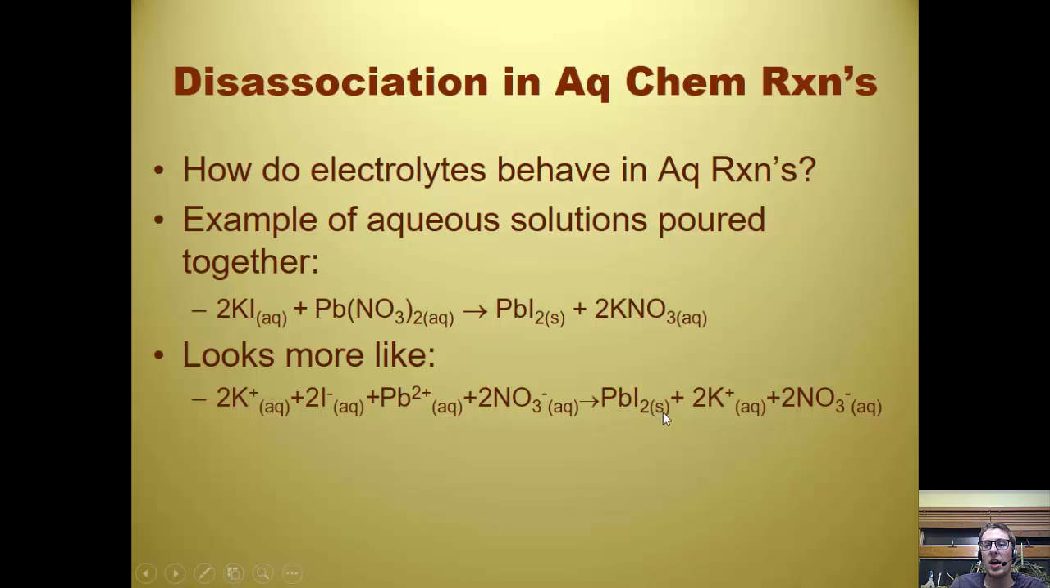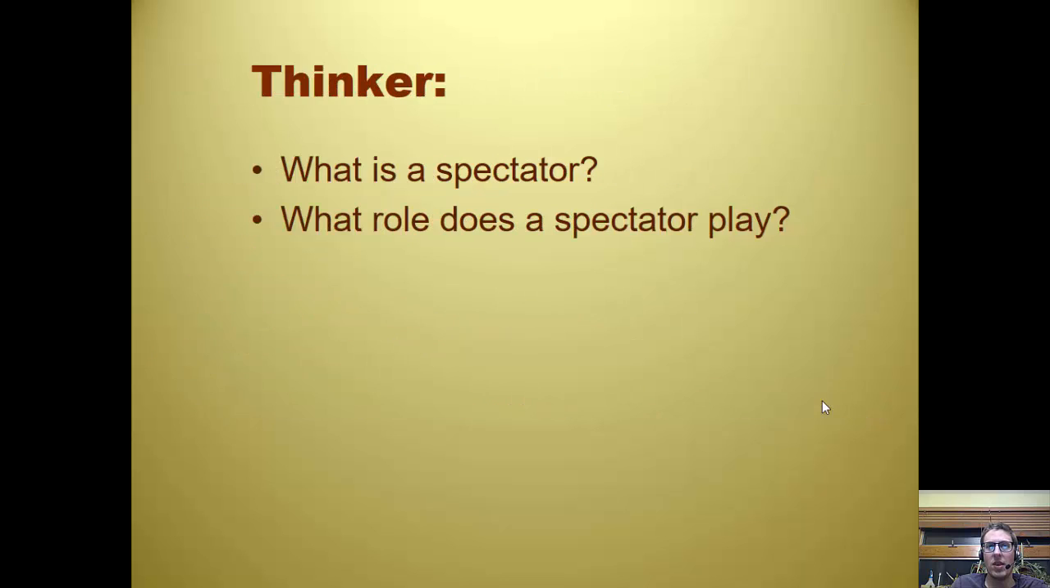So we have PbI2, it's a solid, and we have 2 potassium and 2 nitrate again. So that's great and wonderful, right? That's called an ionic equation because it's broken down into ions. However, let's think about something.